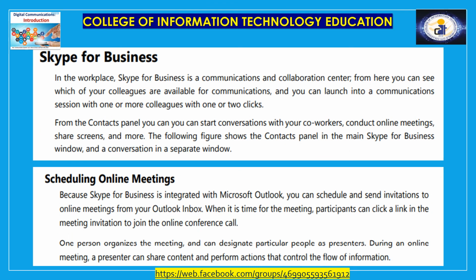Skype for Business. In the workplace, Skype for Business is a communication and collaboration center. From here, you can see which of your colleagues are available for communication, and you can launch into a communication session with one or more colleagues with one or two clicks. From the contact panels, you can start conversations with your coworkers, conduct online meetings, share screens, and more. The following figure shows the contacts panel in the main Skype for Business window and a conversation in a separate window.